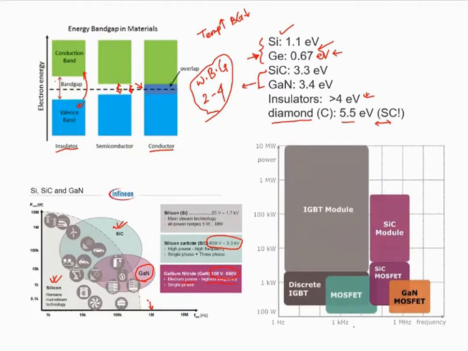Again, from this chart, you can get a similar feel for what frequency and what power application, which device to select. And also you need to understand the difference between a module and a discrete device. By discrete device, we mean there's a single IGBT, single MOSFET, and module means maybe two devices are available in a single package, so that their layout is optimized.